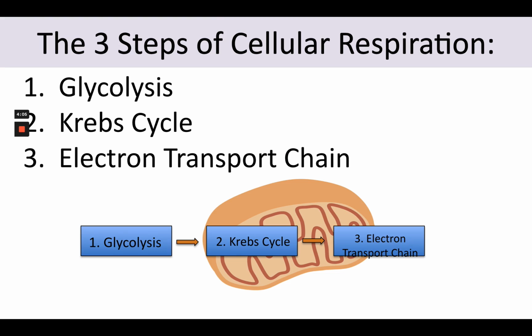There are 3 steps of cellular respiration that you are responsible for knowing. The first one is glycolysis, which occurs in the cytoplasm. Then the 2nd step, which is the Krebs cycle. And then the 3rd and final step, which is the electron transport chain. Krebs and electron transport happen within the mitochondria. A lot of times you'll hear me refer to the electron transport chain simply by the abbreviation ETC. It's just the same thing.